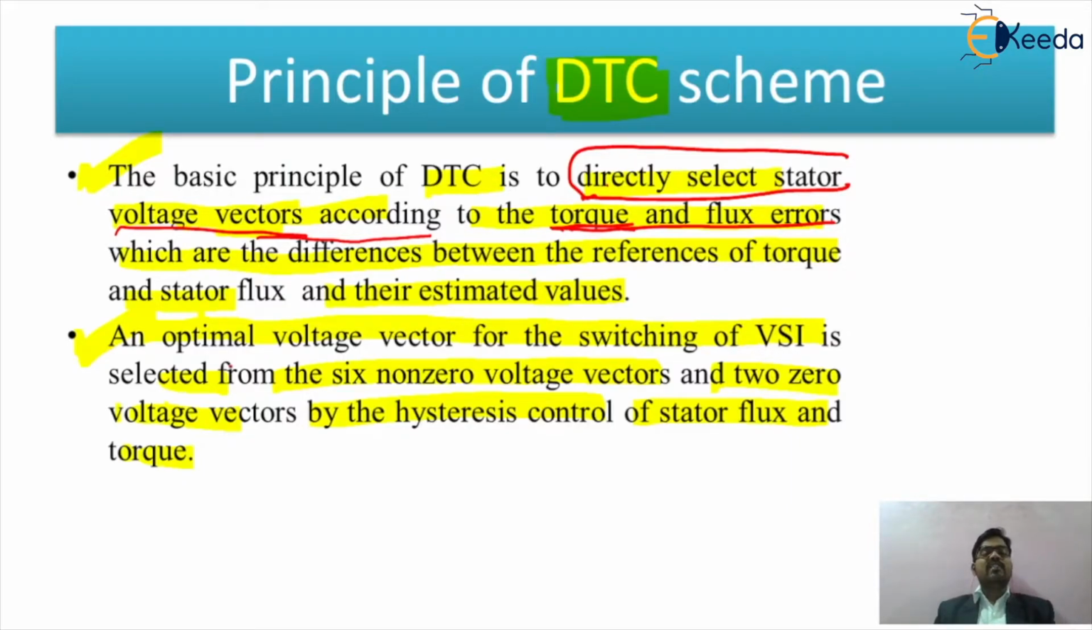And from that we are getting the value of the voltage vector scheme. The VSI is selected from 6 non-zero voltage vectors and basically 2 zero vectors. And the whole control scheme will be controlled by the hysteresis control, by means of the stator flux and torque. So that will be the very basic and fundamental working principle of your DTC scheme.